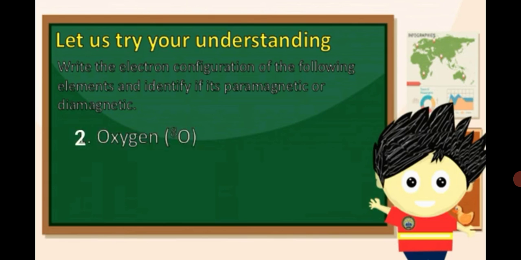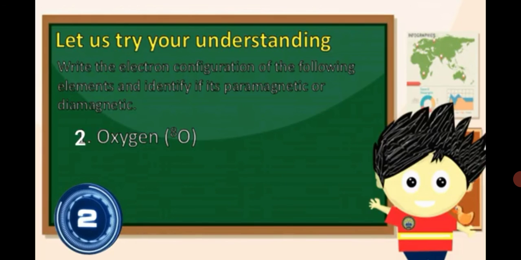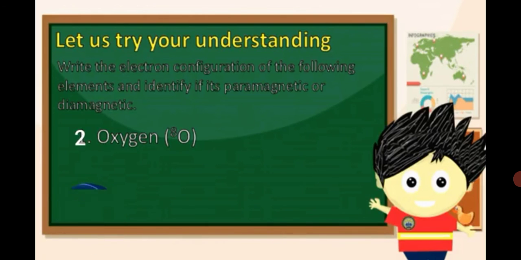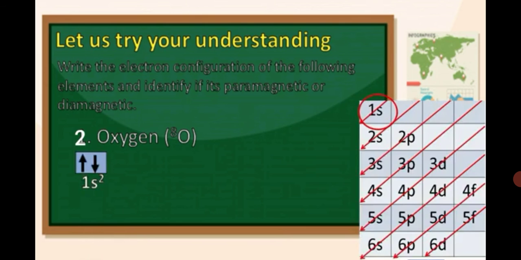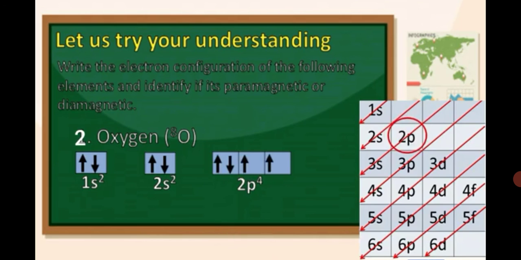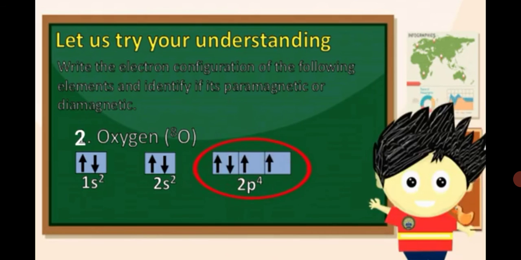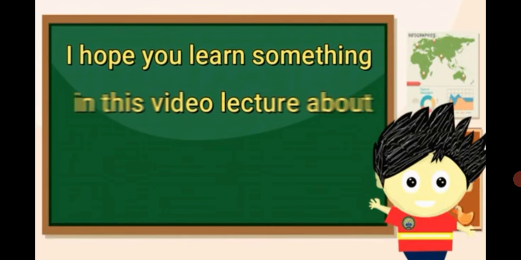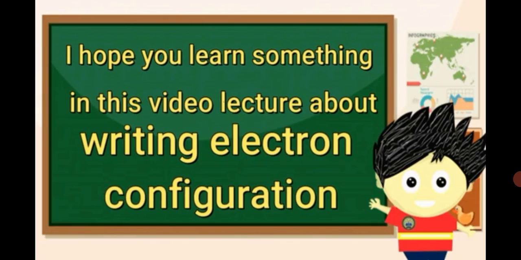Oxygen with atomic number 8. Time's up. Ang oxygen ay may electron configuration na 1s2, 2s2, at 2p4. Dahil sa pinakamataas na energy level ng oxygen, ito ay nagpakita ng unpaired electrons. Ito ay isang halimbawa ng paramagnetic atom. Sana ay may natutunan ka sa video lecture na ito tungkol sa pagsulat ng electron configuration.